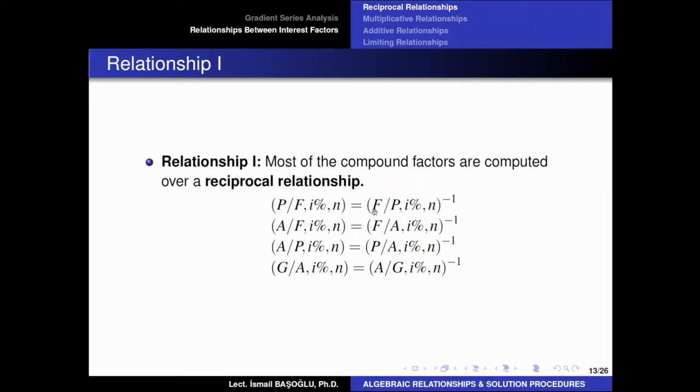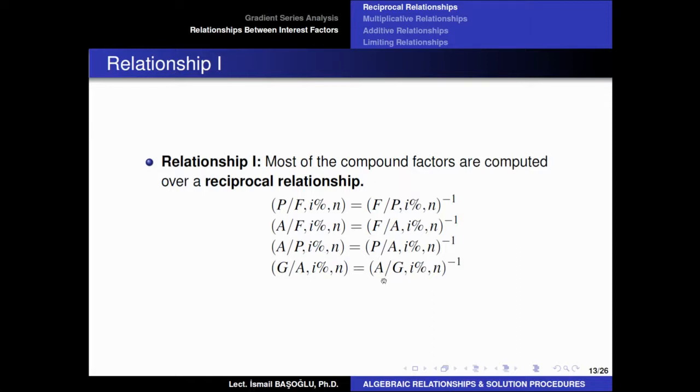because we have the single payment compound amount factor column in the compound interest tables, we can use its multiplicative inverse or the reciprocal to calculate the single payment present worth factor. Similarly, we have the uniform series compound amount factor in the table, but we can also use that value and take its reciprocal to calculate the uniform series sinking fund factor. We have A over P, which is the uniform series capital recovery factor, and it can be used to calculate the uniform series present worth factor, again with a reciprocal relationship.